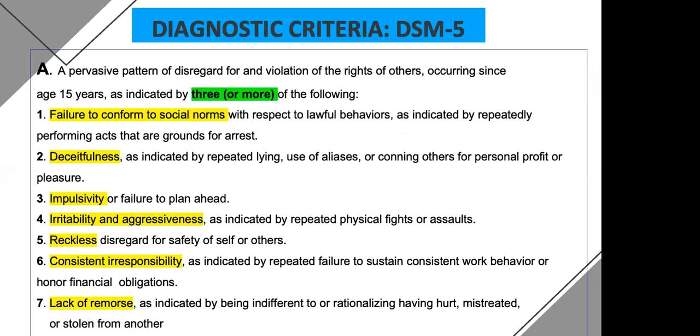Okay. For the diagnostic criteria for this type of personality disorder, under criteria A, this pattern should occur since the age of 15 years old with 3 or more signs or symptoms. First, failure to conform to social norms. Second, deceitfulness, for example repeated lying. Third, impulsivity. Fourth, irritability and aggressiveness. Fifth, recklessness. Sixth, consistent irresponsibility. And seventh, lack of remorse. Next.